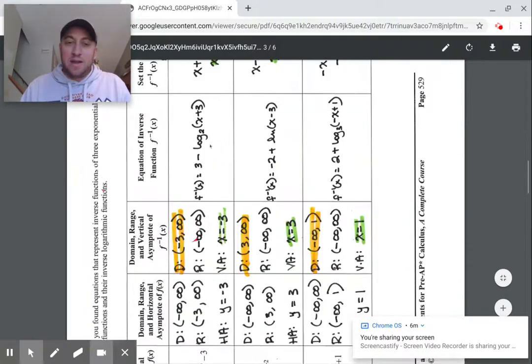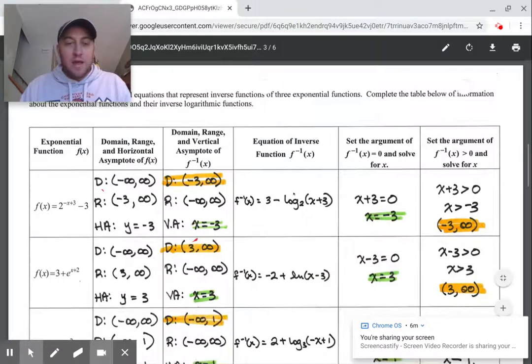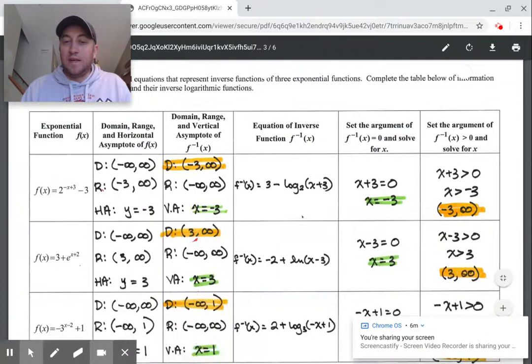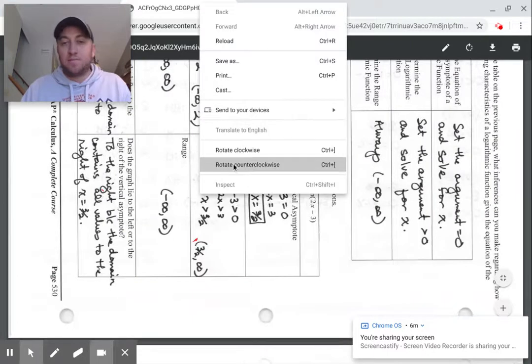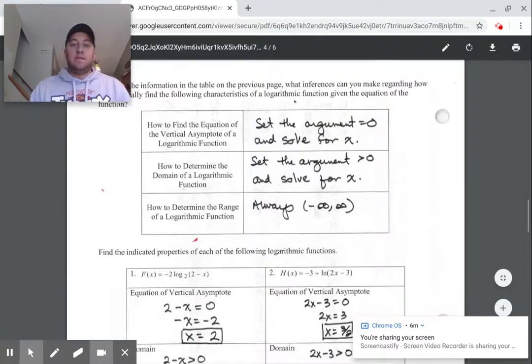All right, so moving down, those are just some examples. This page right here, if I can rotate this, there we go, is basically talking about how do you find the domain and the range of an exponential function, and then what would that mean for the inverse, the inverse being a logarithmic function. So I'm going to scroll down here to this next page. Let me rotate it back. These first 3 statements are really the big things from the rest of this.